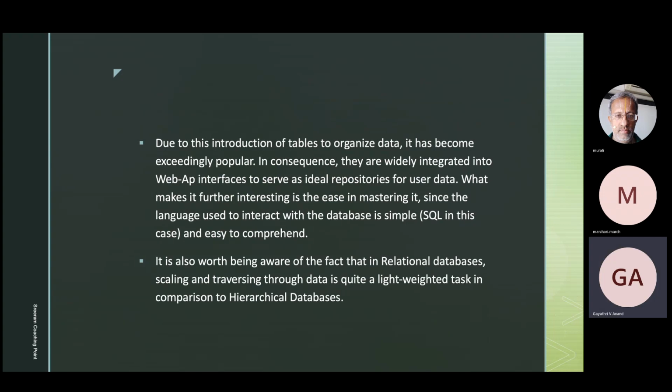It is also worth being aware of the fact that in a relational database, scaling and traversing through data is quite a lightweight task in comparison to hierarchical. It is not a hierarchical model where you have to follow a sequence. Anytime you want something, you are able to access it. So all that you have to know from the CPA point of view is that relational databases are becoming the most optimum method of database, and they are also linked with web-based applications because of their ease and lightweightedness. It's not like hierarchical where you have to access it sequentially, and it also helps you in security.